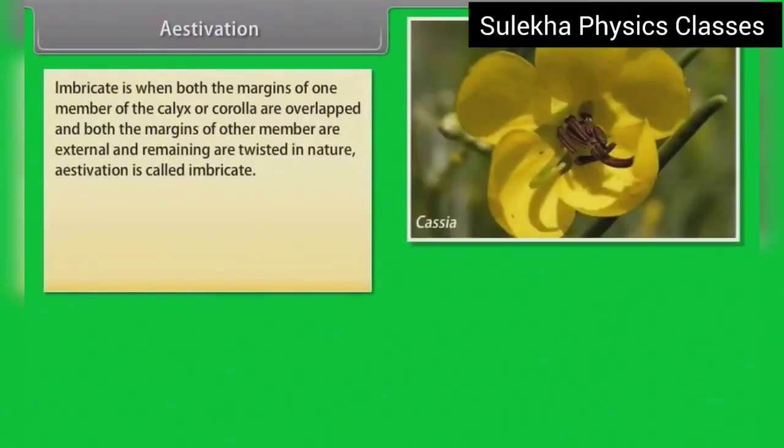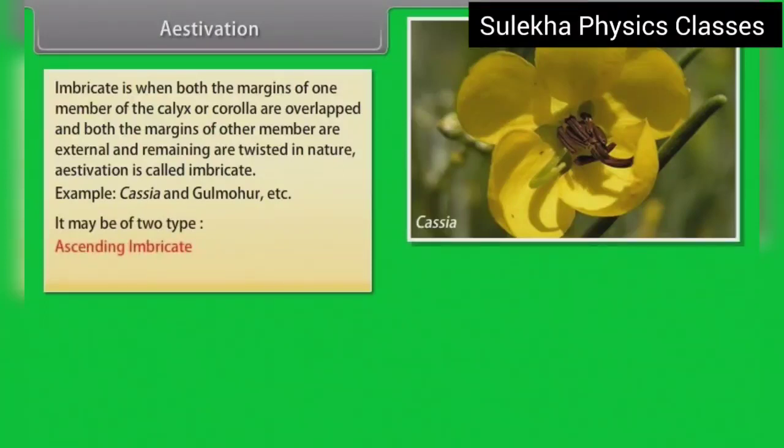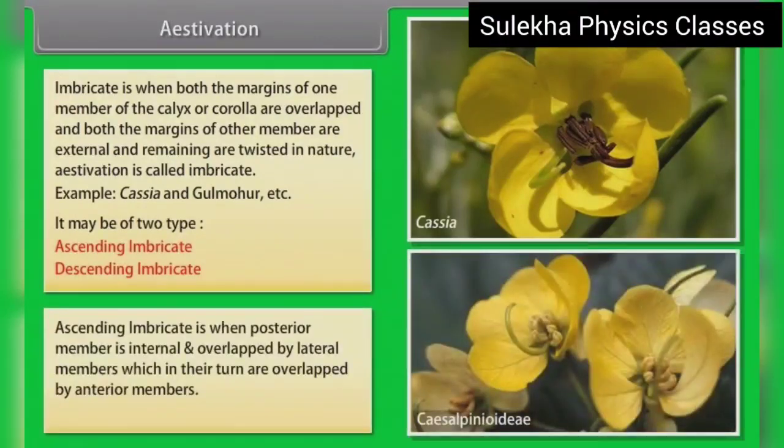Imbricate is when both the margins of one member of calyx or corolla are overlapped and both the margins of another member are external and the remaining are twisted in nature. Estivation is called imbricate. Example, cassia, gulmohar, etc. It may be of 2 types: ascending imbricate, descending imbricate. Ascending imbricate is when the posterior member is internal and overlapped by lateral members, which in their turn are overlapped by anterior members. Example, Sesbania pinnata.